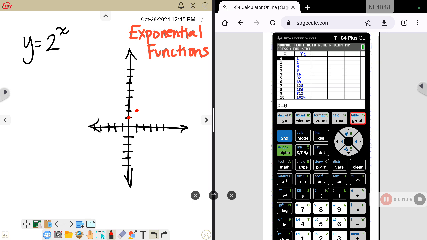To the right 3 and up 8. So let's look at what happens when the x's go negative. What is happening is you are going to get closer and closer to that x-axis. That point at negative 1, so to the left 1 and up a half. To the left 2 and up just 0.25. So you are just getting closer and closer to that x-axis. This is what you are going to see when you are graphing exponential functions.